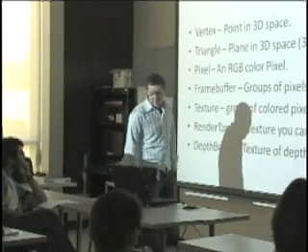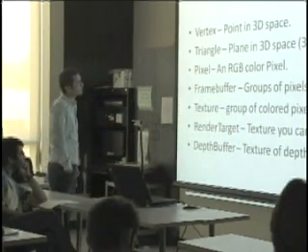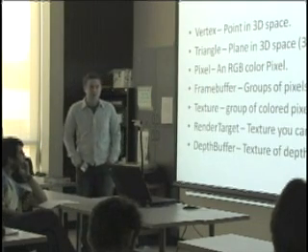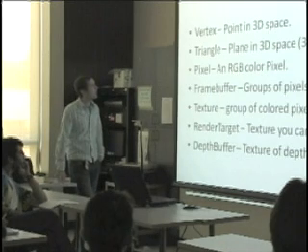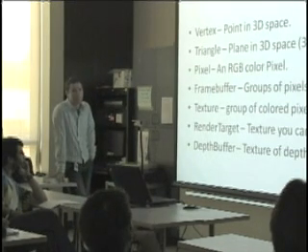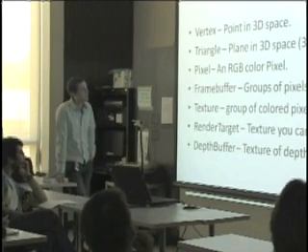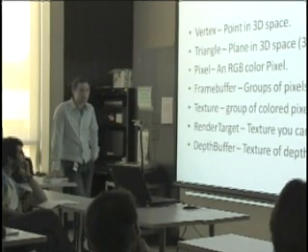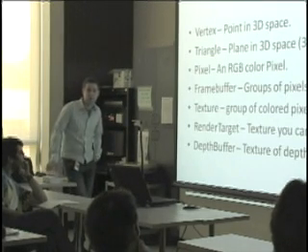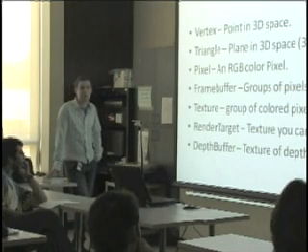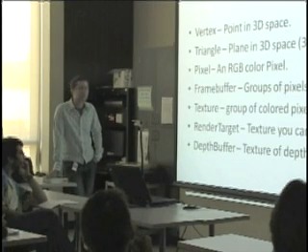So graphics stuff. To start out, we have a vertex, which is just a point in 3D space. 3 floats is usually the popular way of going about that. You have a triangle, which is a plane in 3D space, made up of 3 vertices. You have a pixel, which is an RGB color, and an RGB is usually represented either 0 to 255 or in floats from 0 to 1. And then you can also have alpha in there as well.